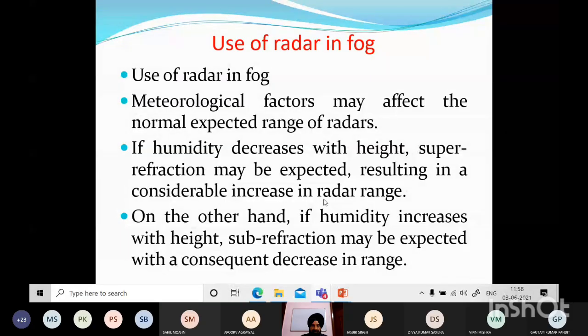So that was your fog, various types of fog and various types of fog formation. Okay, I hope understood. Any doubts?